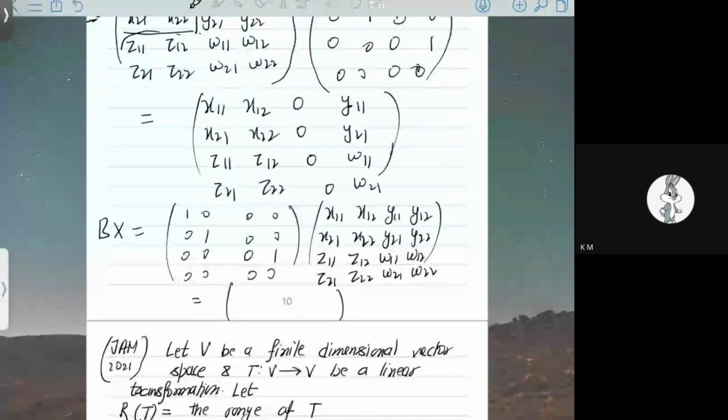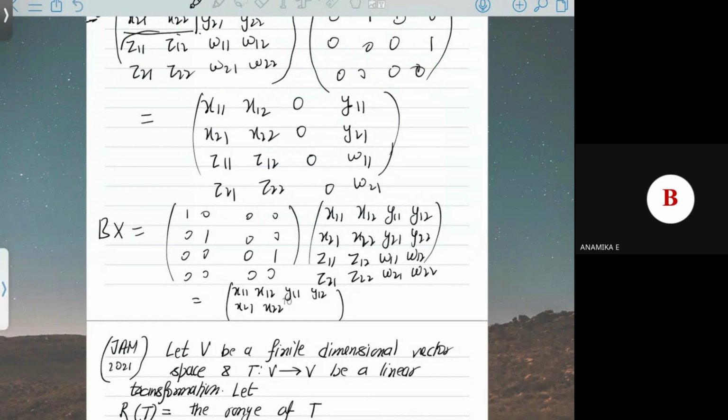So this is X11, then X12, Y11, Y12, okay, then X21, X22, Y21, Y22. Let me extend it here, becoming messy, then Z22, W21, W22, and all the stuff 0 here.